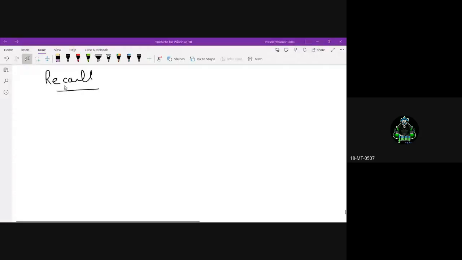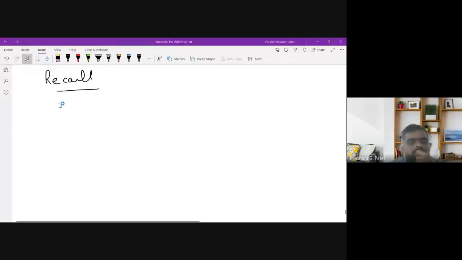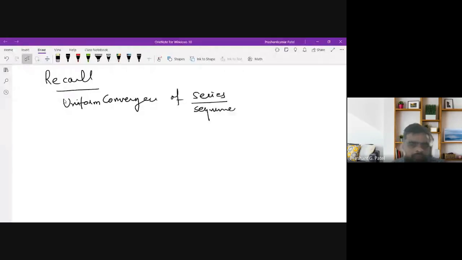So let us recall what we did in the previous lecture. In the previous lecture, we discussed uniform convergence of series. Also, we have talked about uniform convergence of sequence in the previous few lectures. And we have solved certain examples based on how to test whether the given series is uniformly convergent or not, whether the given sequence is uniformly convergent or not.